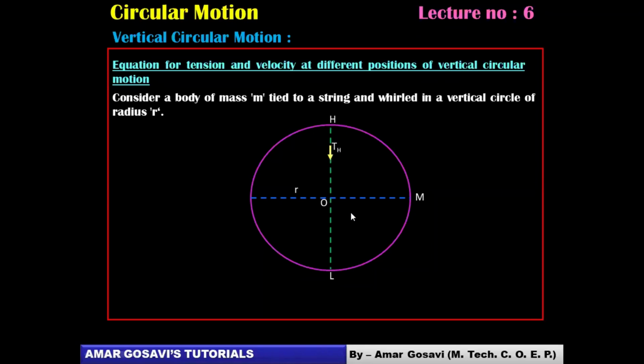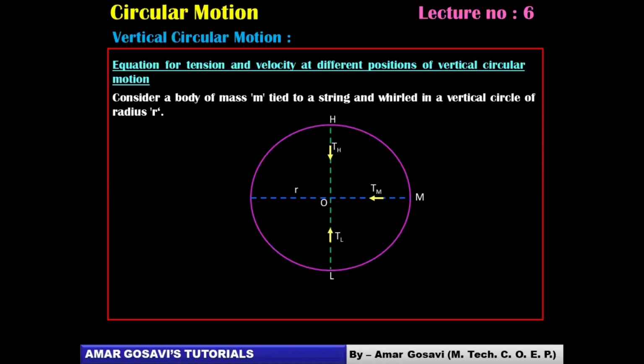Let's talk about the midway position. You can see this is how the direction of the tension would be at the midway position in the string. Lowest point, if we talk about, this is the direction of the tension in the string at the lowest point. So we are supposed to establish equations for this. Let's move ahead then.